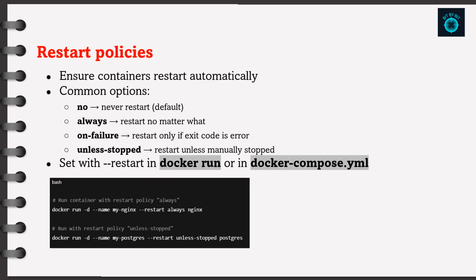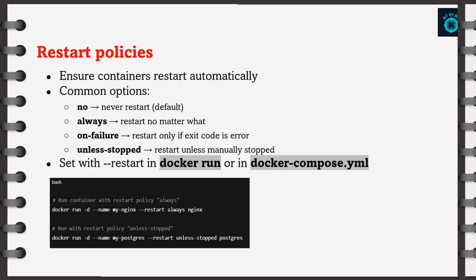If you type docker run -d --name my-postgres --restart unless-stopped postgres, Docker will keep the Postgres container running even after crashes or reboots, unless you manually stop it. With these settings, you can make sure your containers keep running automatically, which is essential for reliability in production.